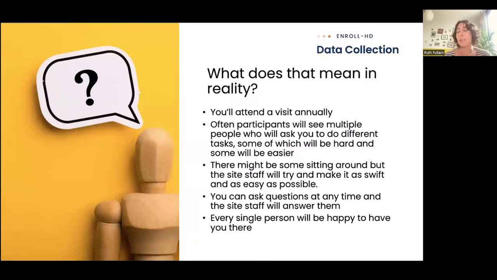So what does that mean in reality? What does that mean for people who actually come and take part in a study visit? So we ask participants to come in annually. So once a year, come and see us, come and see one of our study sites. And when a participant comes to a study site, they'll get shown into a waiting room and someone will let the study staff know that you're ready and waiting. You'll often go and see multiple different people within the site. So you might see a neurologist, and you might see a research assistant or a research nurse.